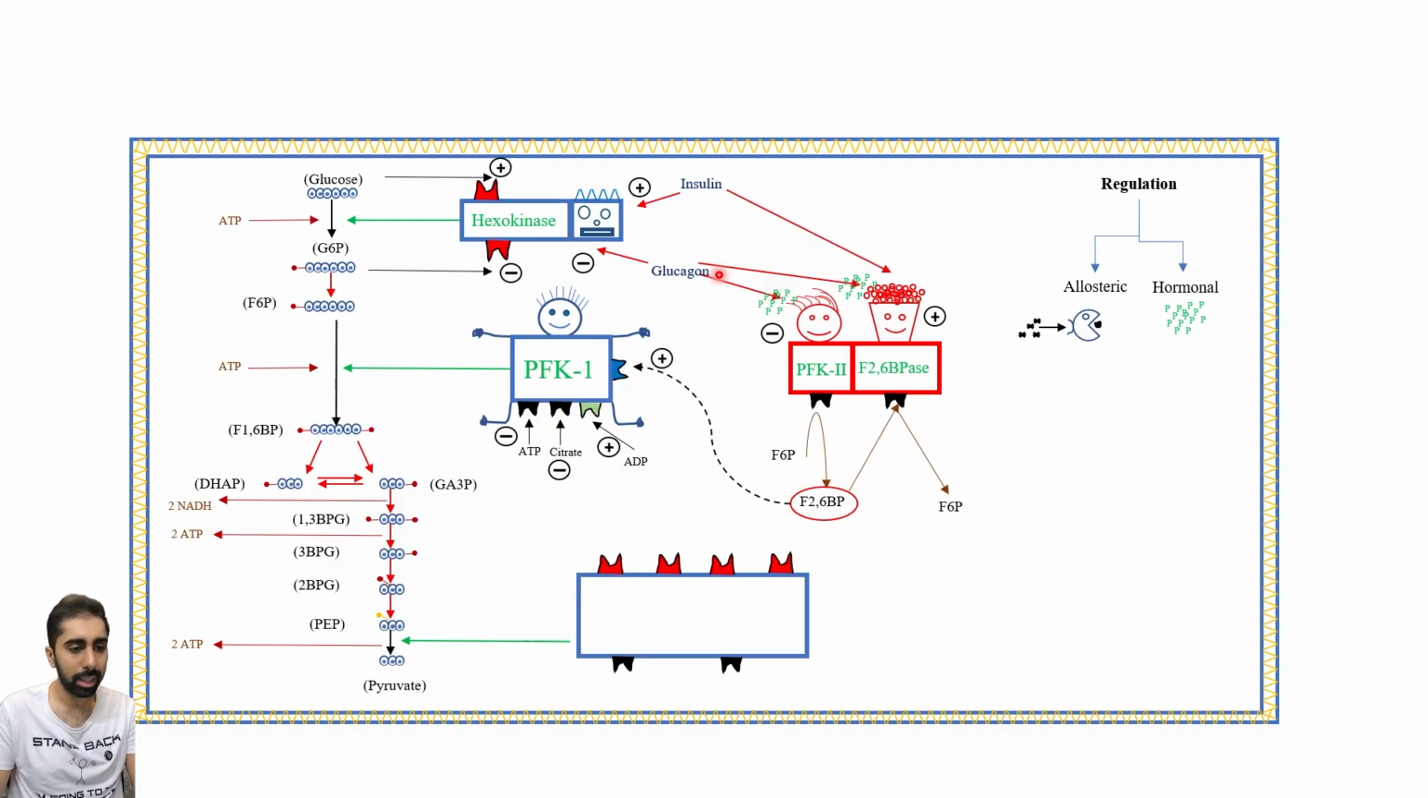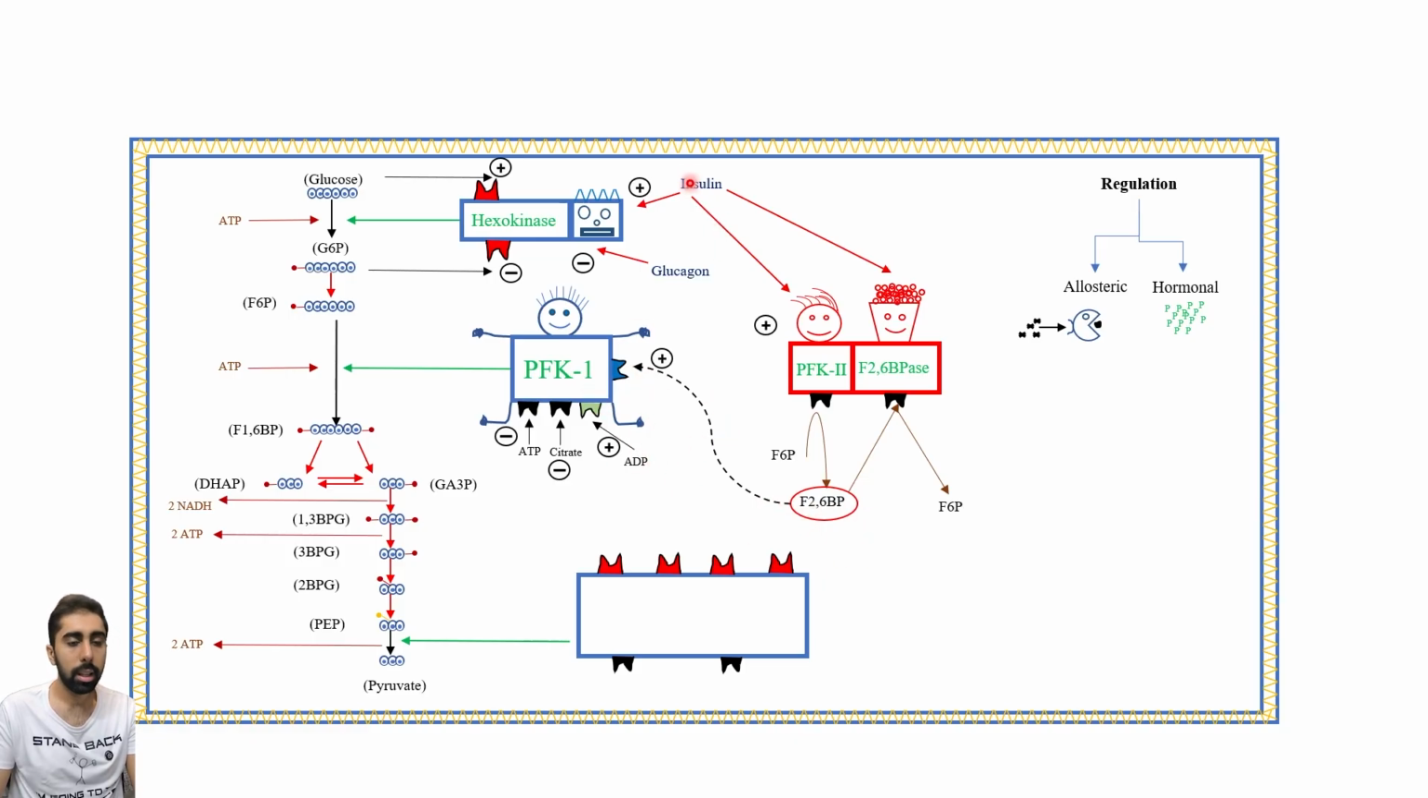Now let's talk about insulin. What does insulin do? Insulin can remove these phosphate groups. Glucagon can add phosphate groups. Insulin can remove these phosphate groups. So whenever we remove phosphate groups from this enzyme PFK2, it will be stimulated and it can turn F6-phosphate into F2,6-bisphosphate, and it will stimulate PFK1.